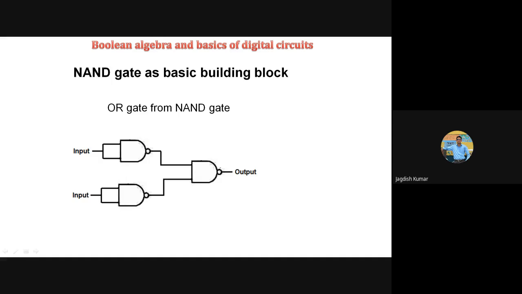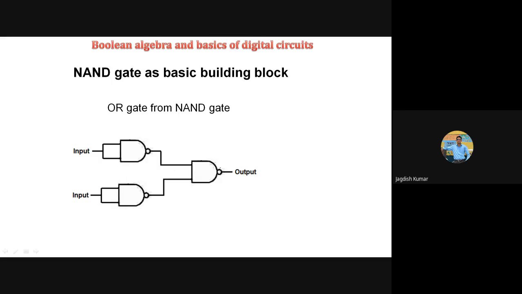0. Very good. And D will be 1. So now C and D are 0 and 1. What will be Y? Y will be 1. Correct. Very good. Similarly, if we interchange A and B, meaning make A 0, B 1 or A 1, B 0, the output will be 1. And the last case is A is 1, B is 1.